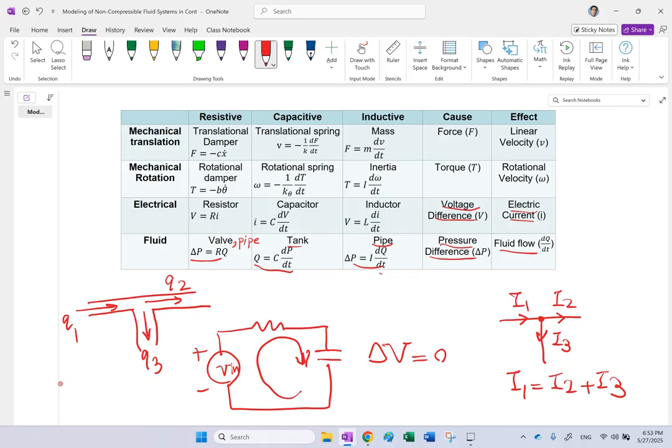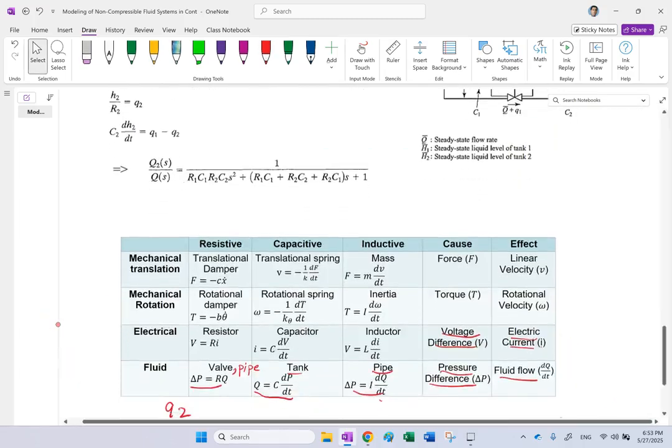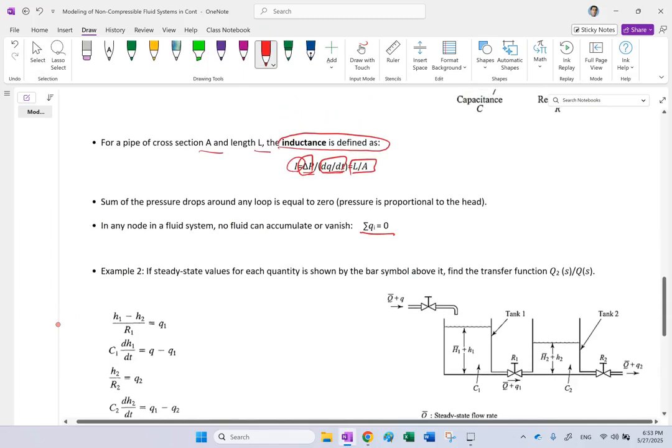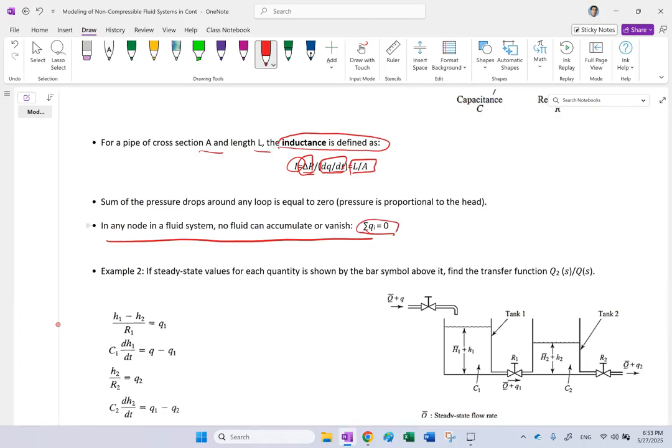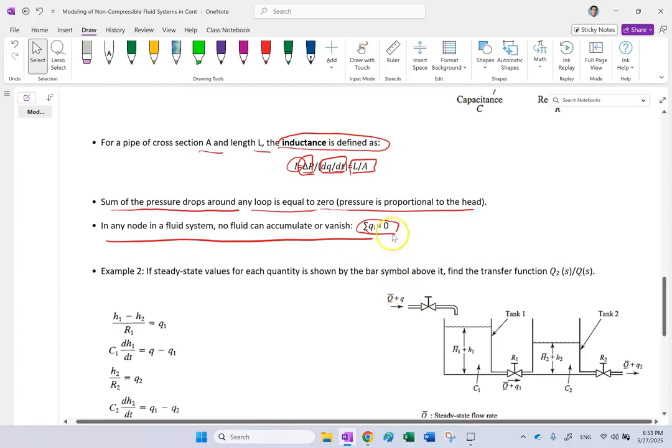So the sum of those two flow rates should be equal to Q1, and that is basically what you can see here. If you consider some of them positive and some negative, you can say the sum of the Q's equals 0. And then instead of the sum of the electric voltage around a loop equals 0, here you can say the sum of the pressure drops in any loop equals 0. And this one is basically similar to the Kirchhoff voltage law.